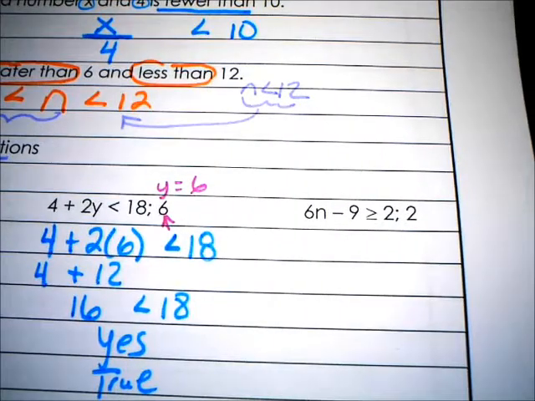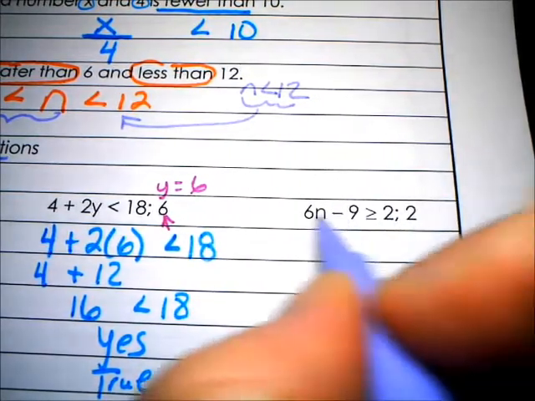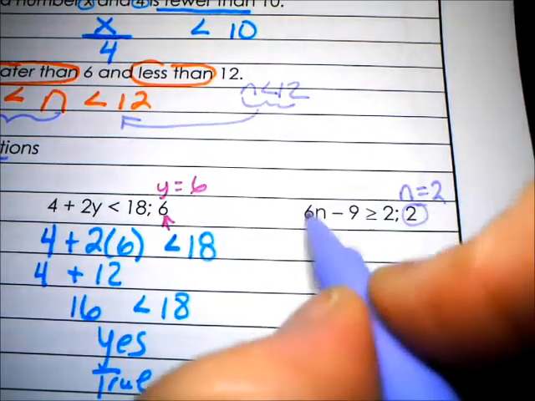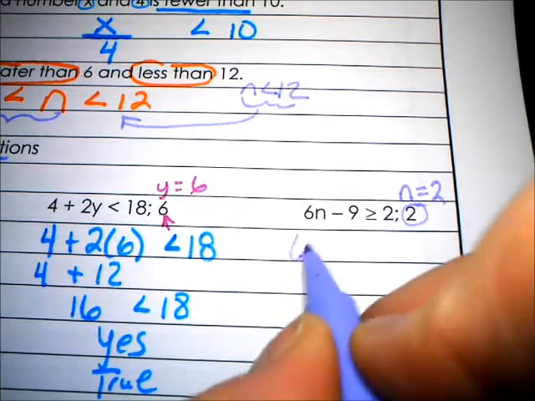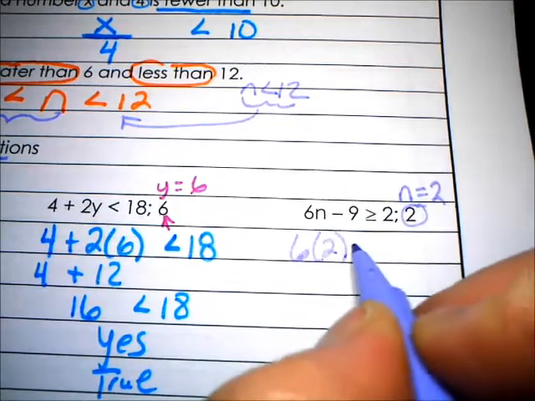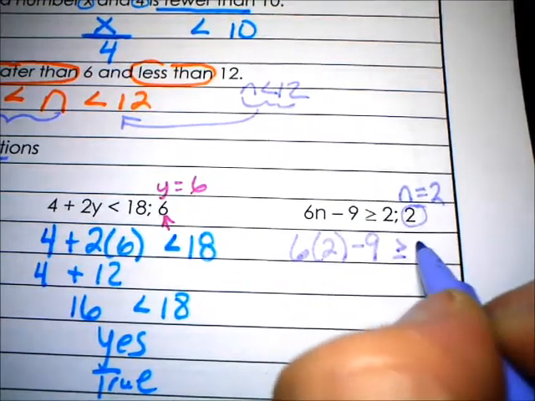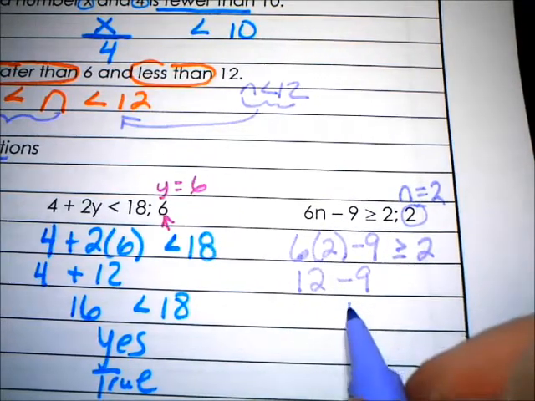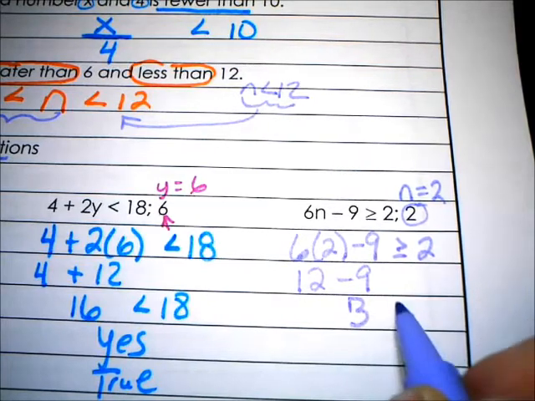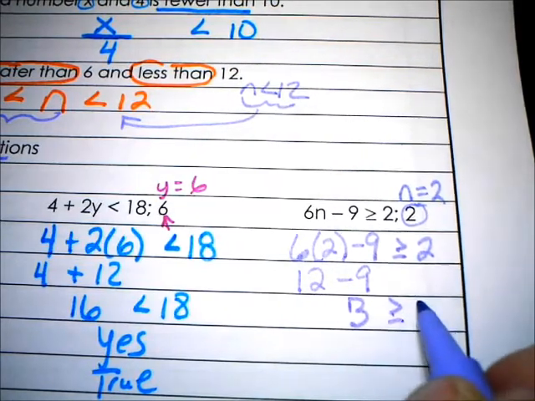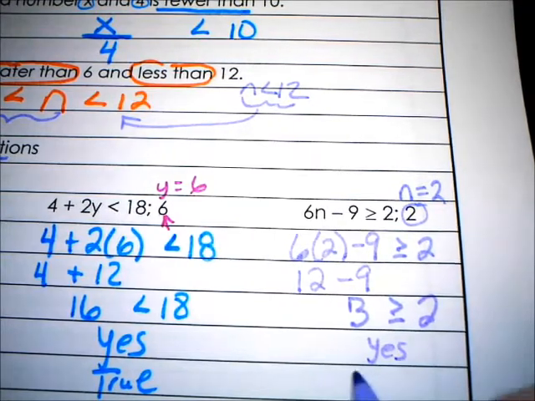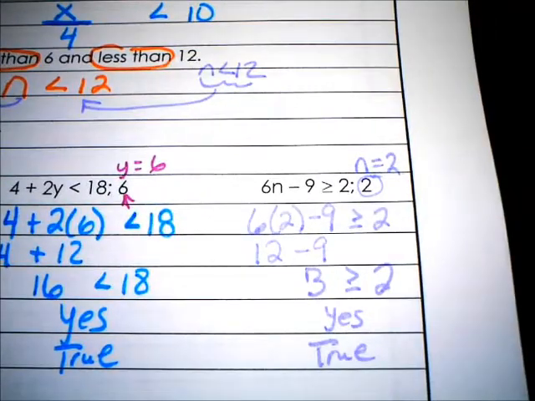And then on the last example here, it's saying, okay, well, the letter N, we're going to say it equals 2 because of that. If I replace it in my problem, that means I have 6 times 2 minus 9 has got to be greater than or equal to 2. 6 times 2 is 12 minus 9. 12 minus 9 is 3. Is 3 greater than or equal to 2? Yes, it is. This is a true statement. It is a solution.